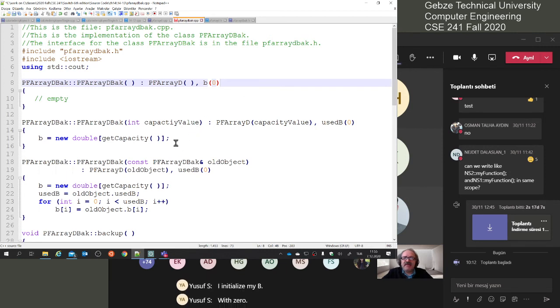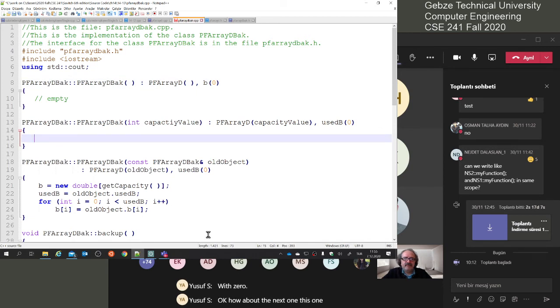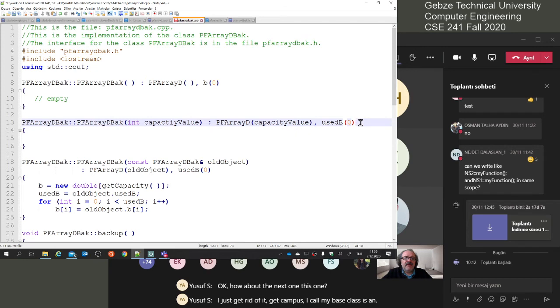Okay, how about the next one? This one. I just get rid of it. Get capacity. I call my base class's capacity value and do what again? Tell me what I do. I do this. Again, B. What should I write? Capacity value. Exactly. Here.